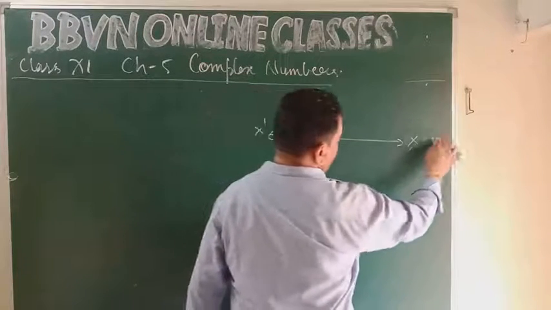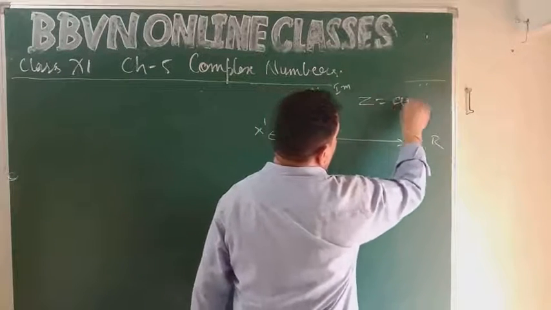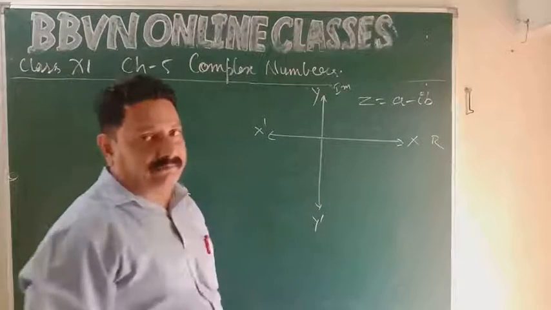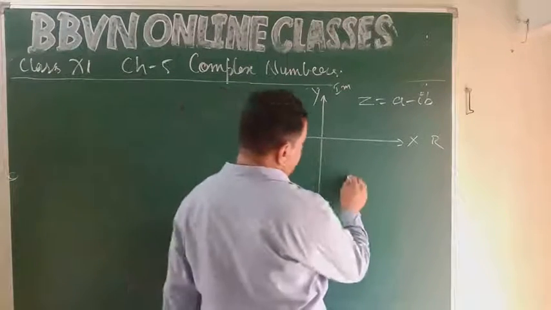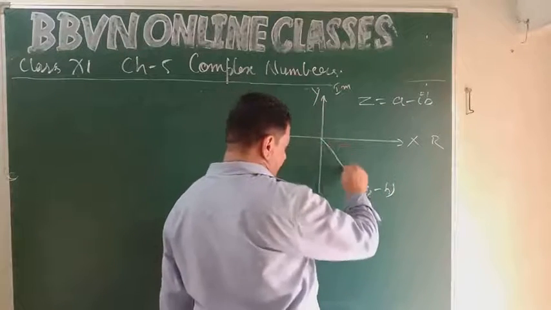This is real part of z, this is imaginary part of z. My complex number is z equal to a minus iota b. A positive, b negative. Positive x axis, negative y axis. Suppose this is the point (a, minus b). Join them.